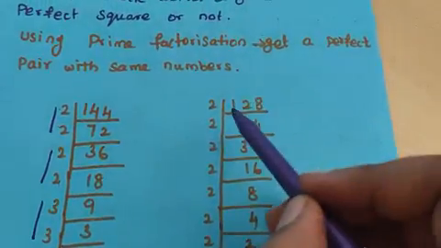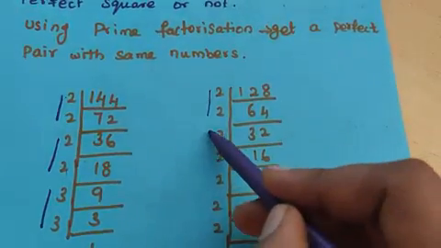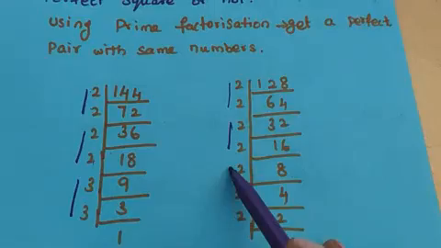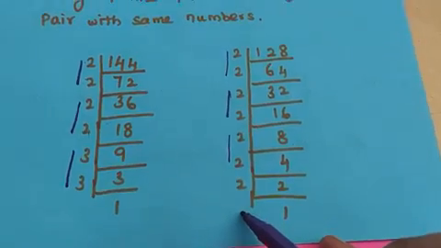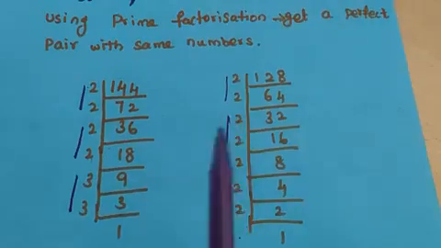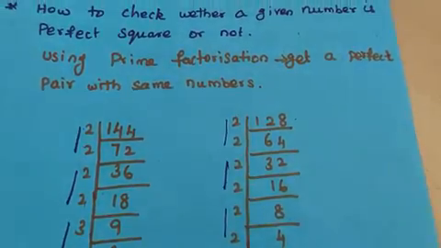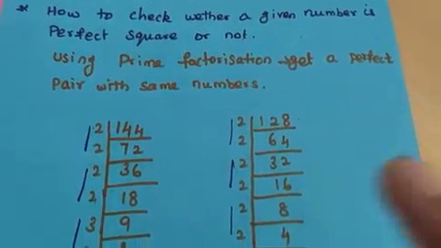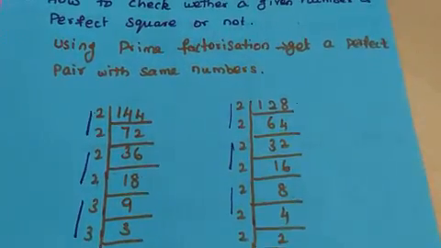Here you check whether you are getting the exact pairs or not. This is one pair, this is the second pair, and this is the third one. For the fourth pair, we need one more 2, but it is not there. So if you are not getting exact pairs like this, then the given number is not a perfect square number. I hope you understood this concept. For smaller numbers I can explain it again.